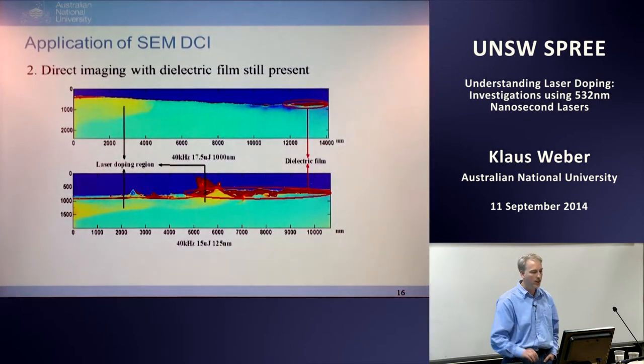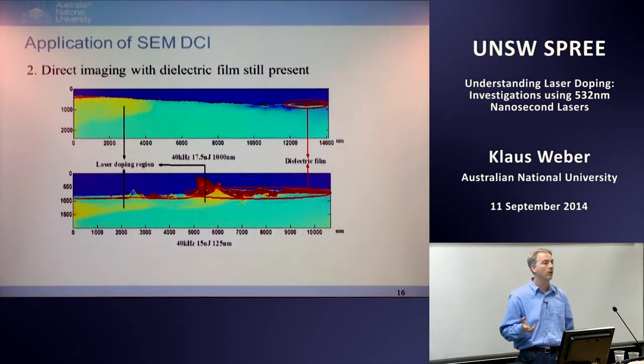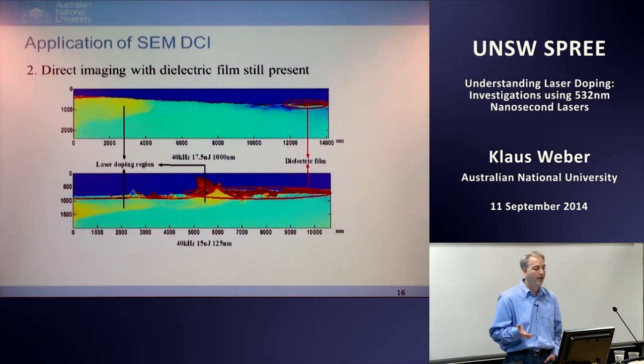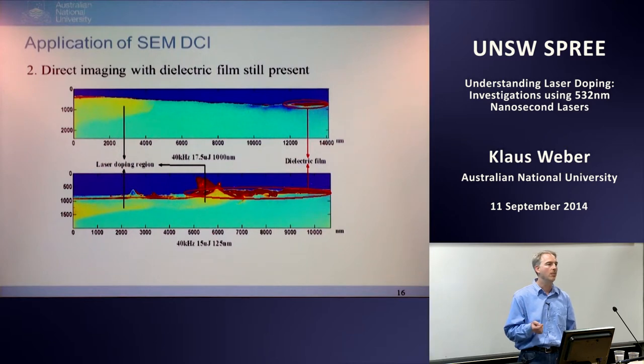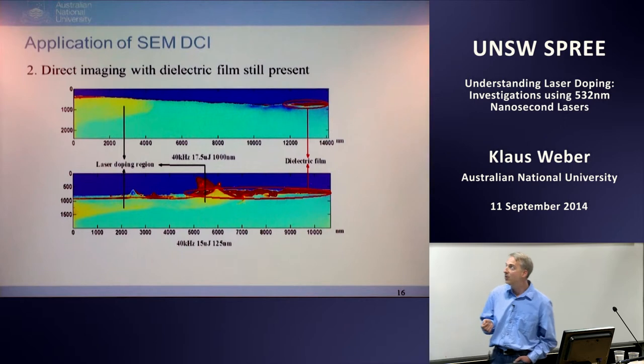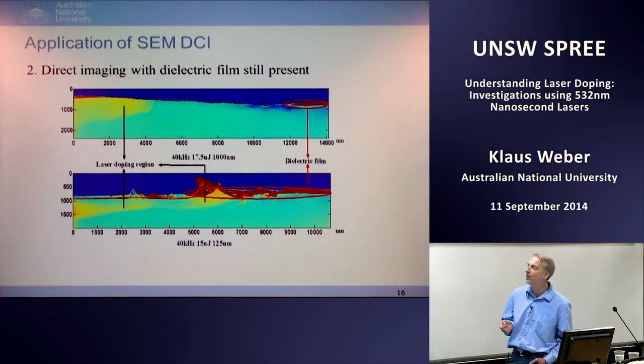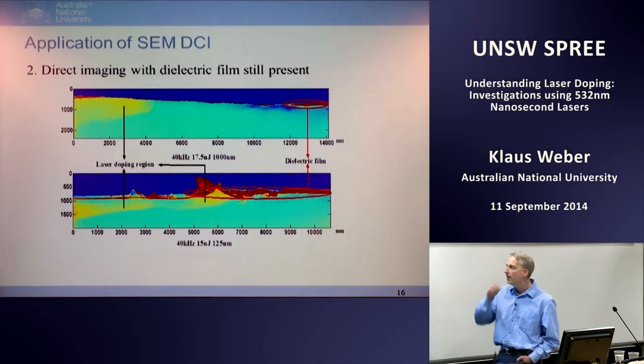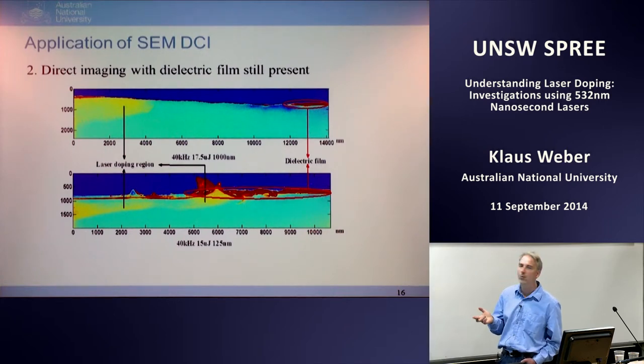The other way in which we can do this is directly by leaving the dielectric film on a substrate and sticking it directly into the SEM. And then what we need to do is we need to be able to actually see the dielectric film in the SEM as well as the doping. And these images look pretty messy, and it's actually a pretty difficult thing to do because you need to go to higher magnification when you do this. But in principle, you can do the same thing. You can get the same information.